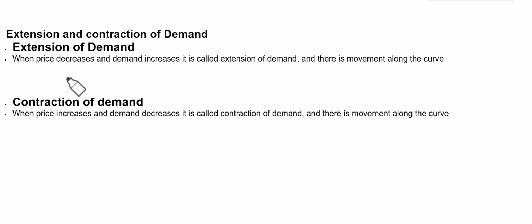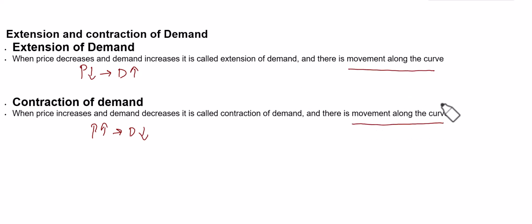So basically, in case of extension of demand, we can simply write it as: when price decreases and demand increases, it is called extension of demand. And in case of contraction of demand, price is increasing and demand is decreasing, it is called contraction of demand. So in case of extension and contraction, there will be movement along the curve as the demand is changing due to change in price level. So when there is any change in demand due to change in price level, then there will be movement along the curve.